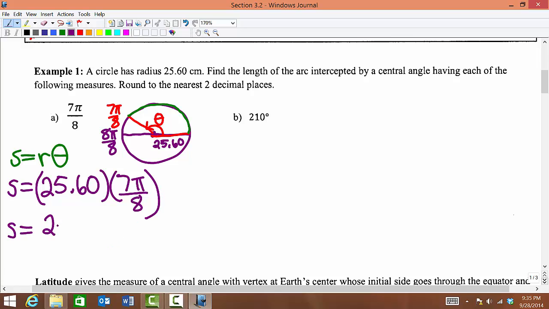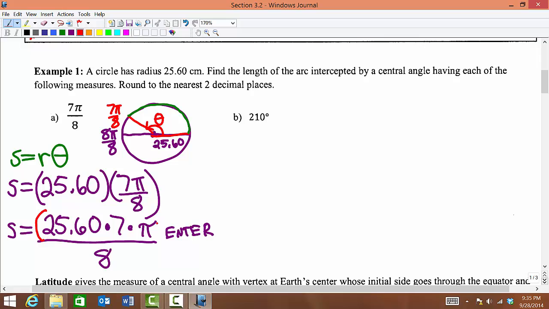I recommend that when you type this into your calculator, you type in first the numerator across the top. We're going to multiply top times the top and bottom times the bottom. So I recommend that you put 25.60 times 7 times pi, and then hit enter, and after that divide that entire answer by 8. If you put it all into your calculator at one time, it is important that you put the top in parentheses and then divide by 8.